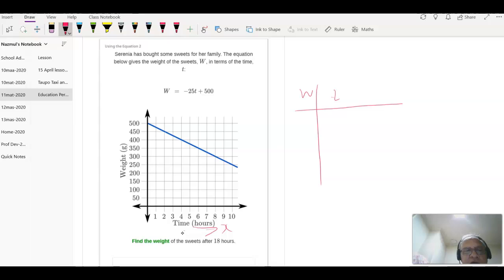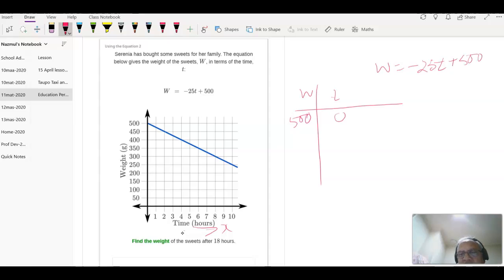So you can see for 0 hours, time is 0. If the time is 0, then 500 is the weight. And you can create an equation: W equals negative 25T plus 500.